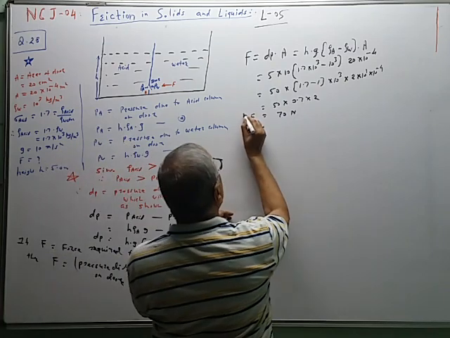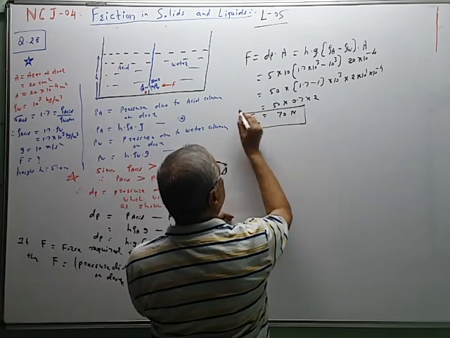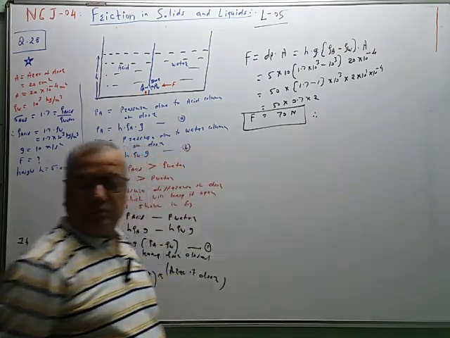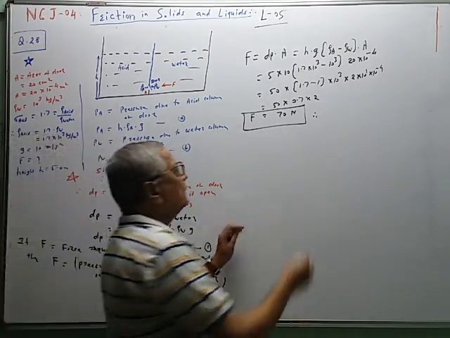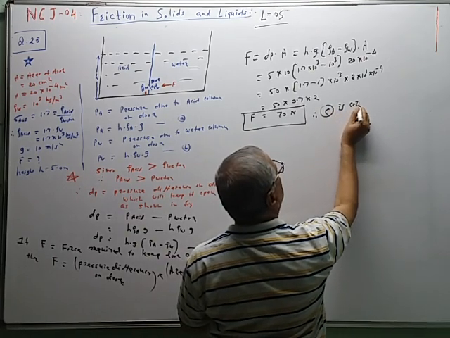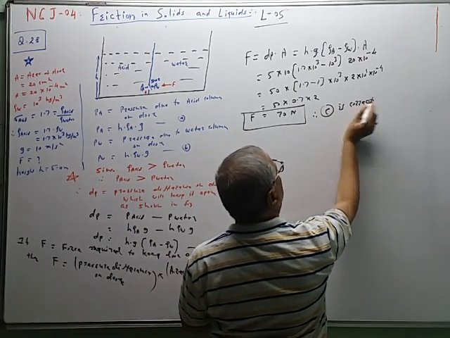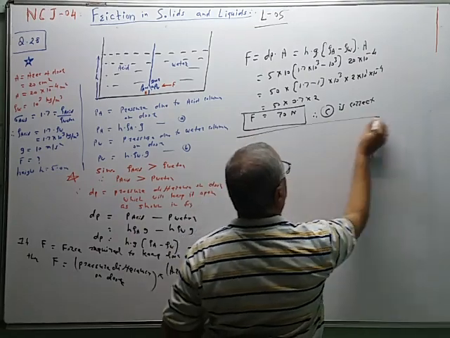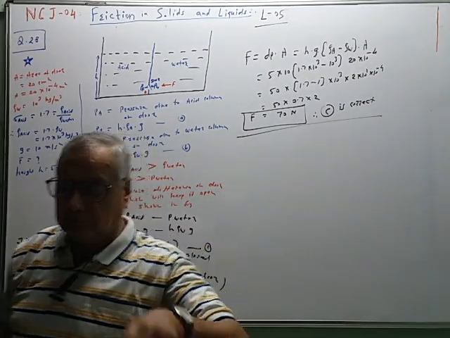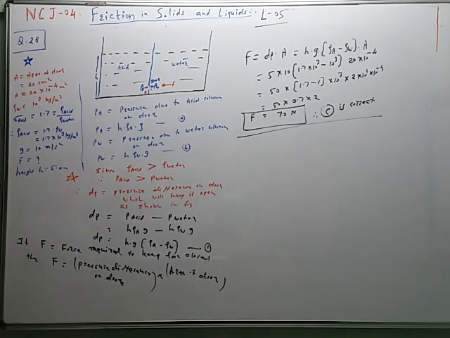The force required to keep the door closed is equal to 70 Newton. So therefore 70 Newton means the correct choice is C. C is correct.